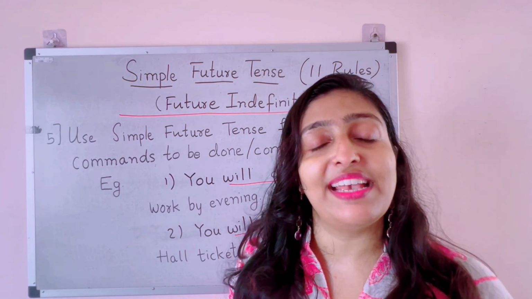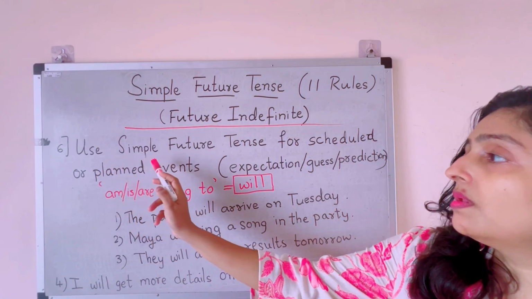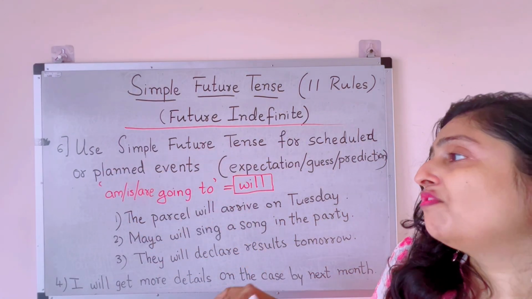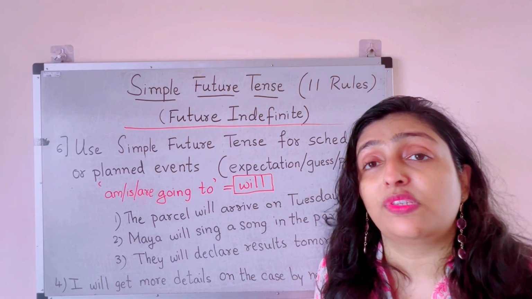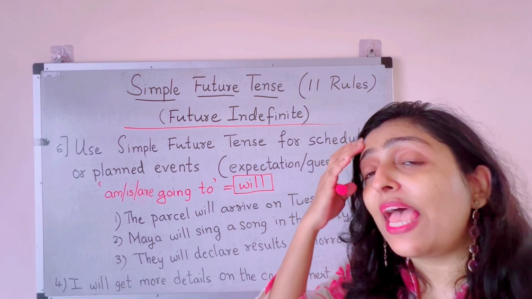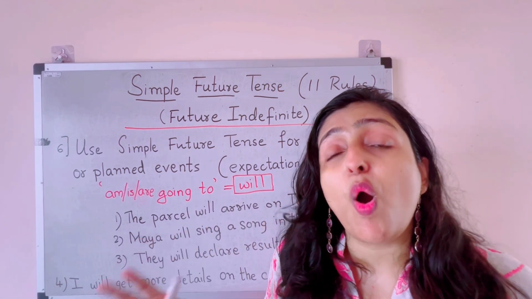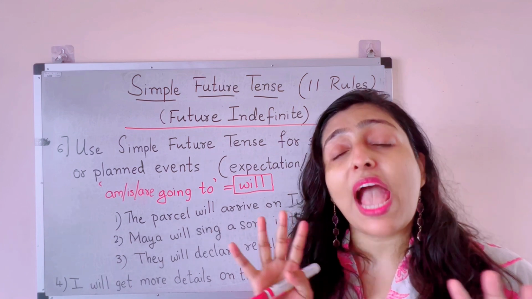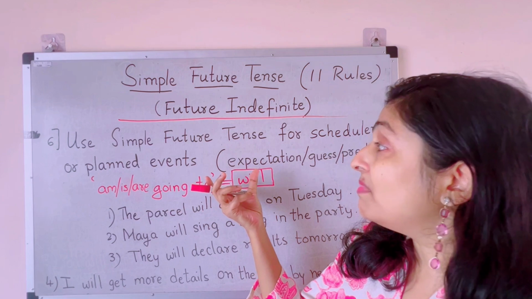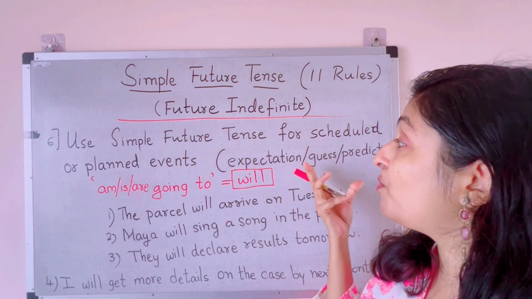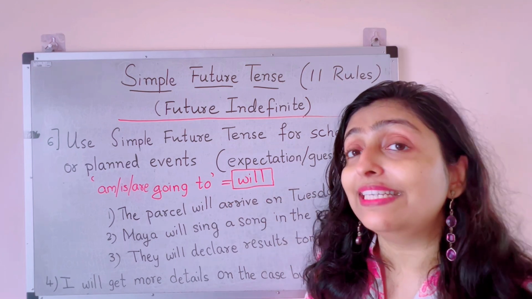Let's move on to the next rule. This is rule number 6. Use simple future tense for scheduled or planned events. What are scheduled and planned events? Those that have been already organized. Every arrangement has already been set up. Okay. It can be an expectation, guess or prediction. We have already discussed guess or prediction in detail.